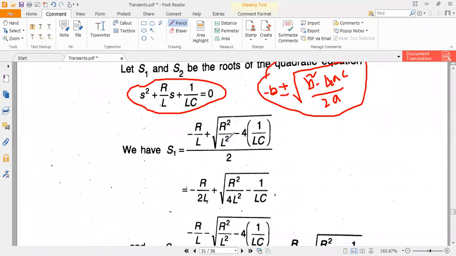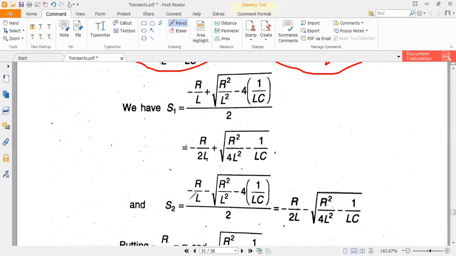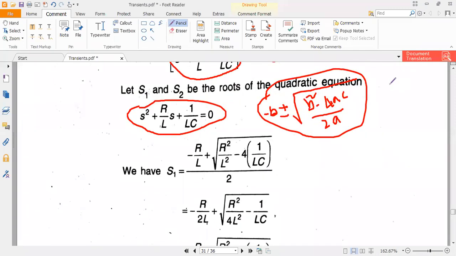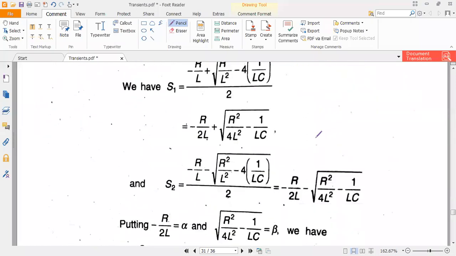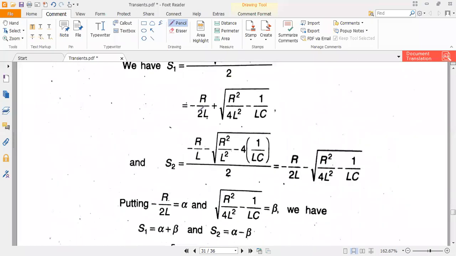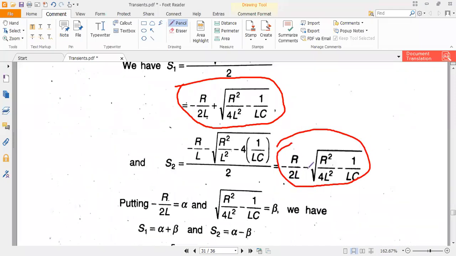Okay, you will get the S1 is with respect to minus B plus square root of B square minus 4AC by 2A, and S2 is equal to minus B minus square root of B square minus 4AC by 2A. Okay, so then you will get the two roots. So one is minus R by 2L plus square root of R square by 4L square minus 1 by LC, and the second root is minus R by 2L minus square root of R square by 4L square minus 1 by LC. So these are the two roots.